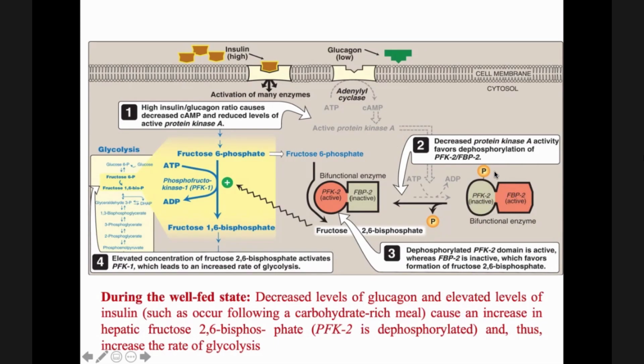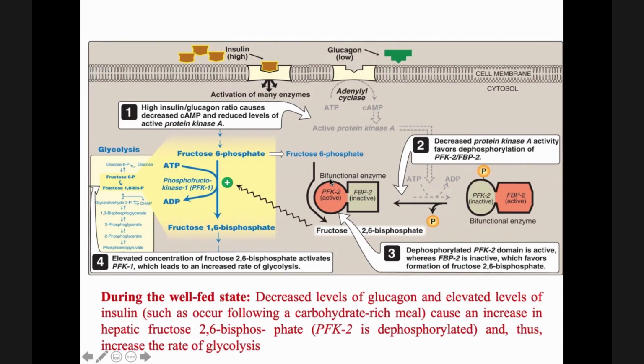This is the phosphofructokinase 2. Okay, this phosphofructokinase 2 is a bifunctional enzyme. What does it mean if it's a bifunctional enzyme? When this enzyme is phosphorylated, we cannot form fructose 2,6-bisphosphate, so it will be in the inactive form. In order to activate this enzyme, this phosphate has to be removed.